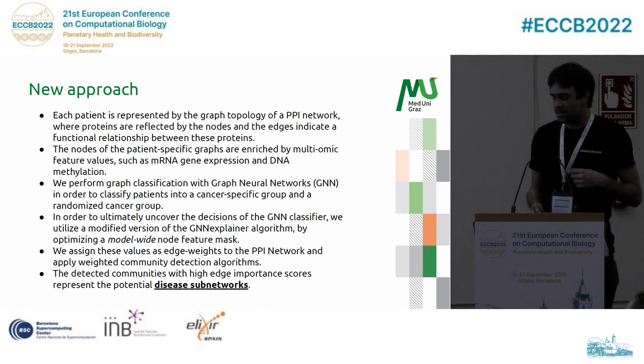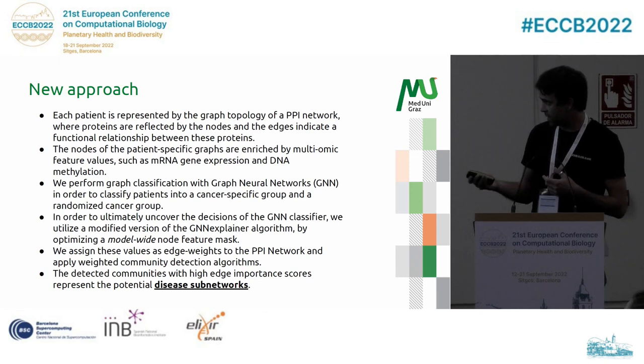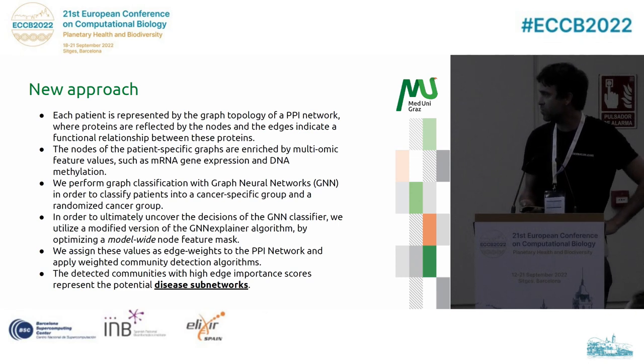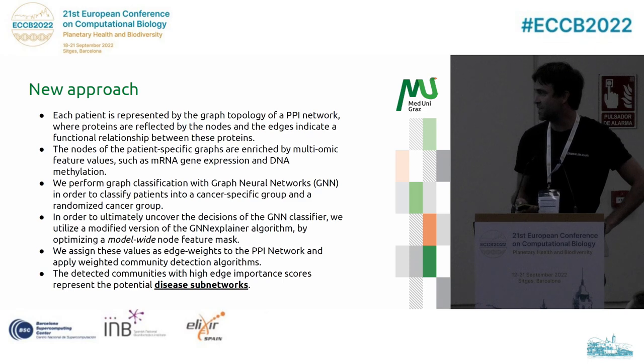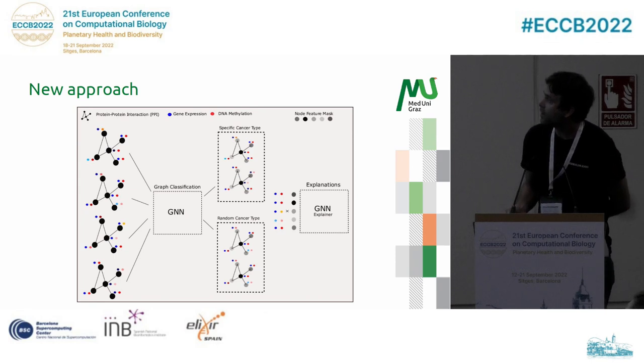We assign these obtained relevance scores on a PPI network and then finally apply weighted community detection to detect these disease subnetworks. And this is just again an illustration of the approach.